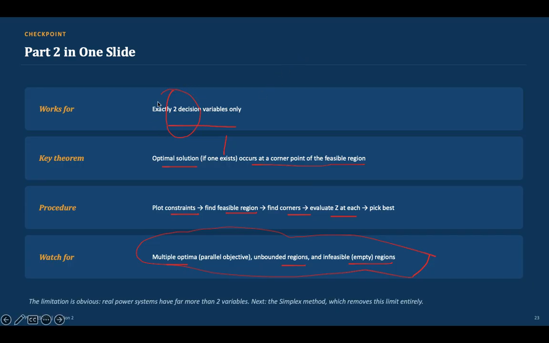And the central theorem is that if a linear programming problem has an optimum, at least one optimal solution occurs at a corner point of the feasible region. The practical procedure is to plot constraints and identify the feasible region, find every feasible corner, evaluate the objective at each corner, and choose the best one out of them.